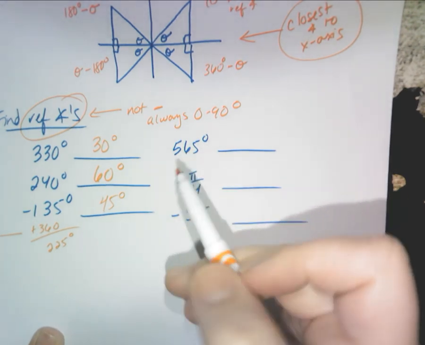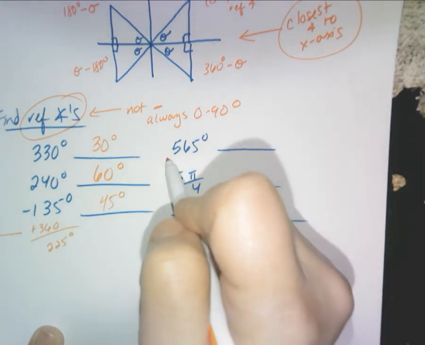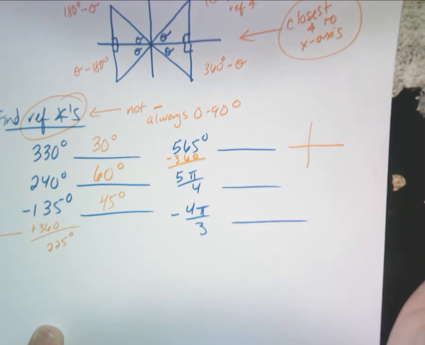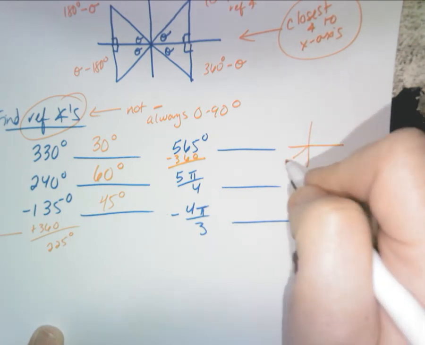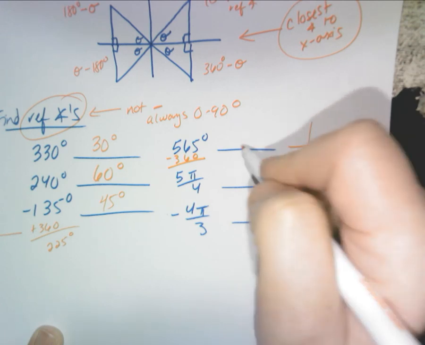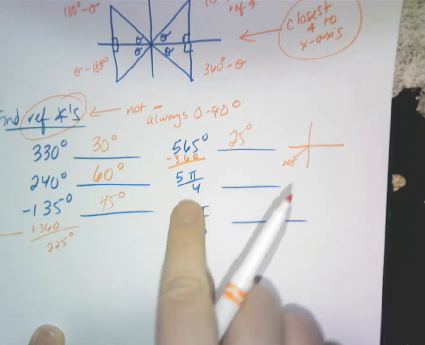565, again, you probably want to take away 360 because you want to know where that is actually located. Is that 205? Okay, 205 is definitely closer to 180, by how much? 25. All right, now, radians.